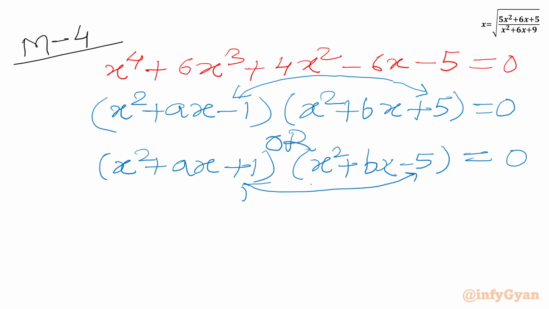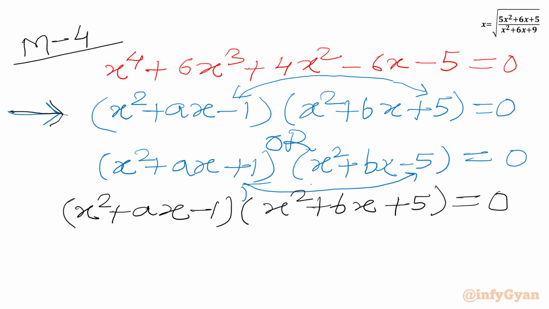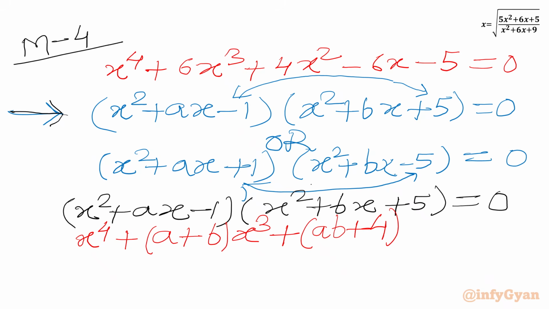Let us consider our first product, (x square plus ax minus 1) times (x square plus bx plus 5). Now we will multiply these two brackets and we will get x power 4 plus (a plus b) times x cube plus (ab plus 4) times x square plus (5a minus b) times x minus 5 equal to 0.